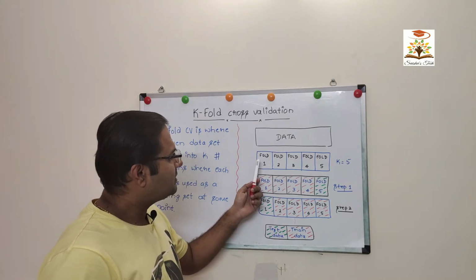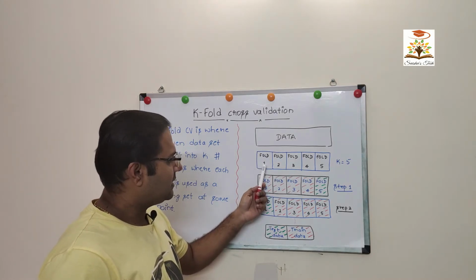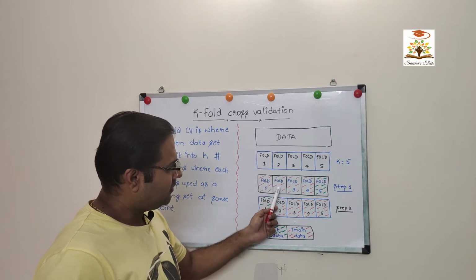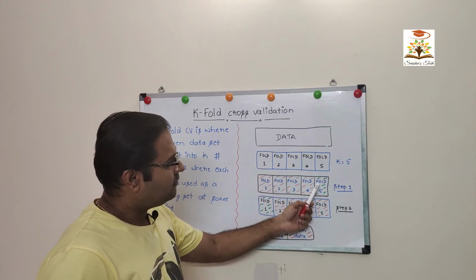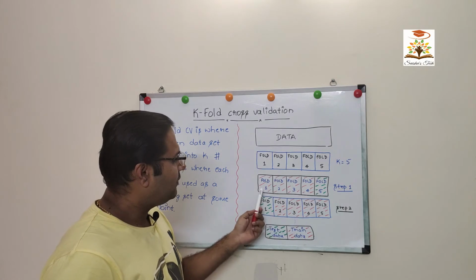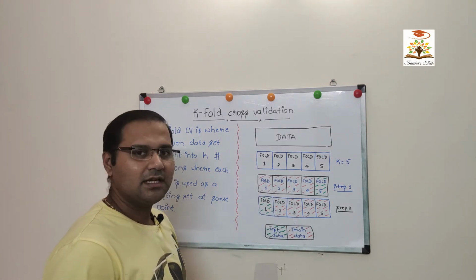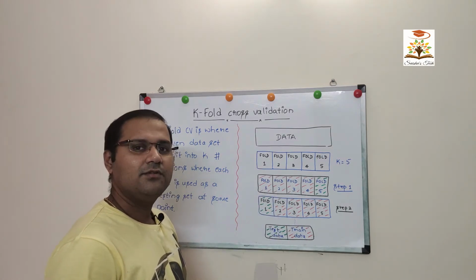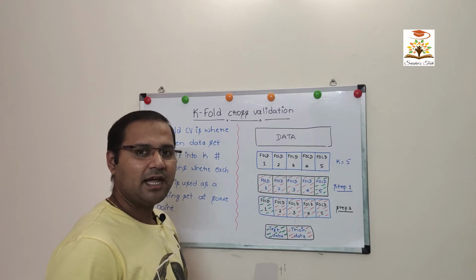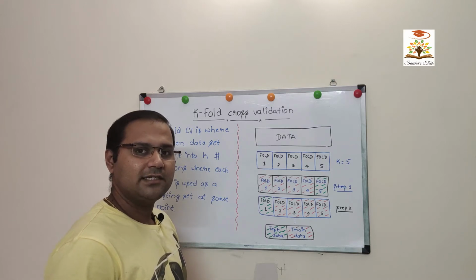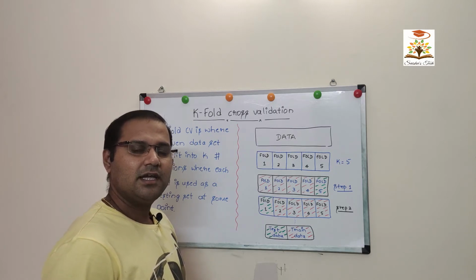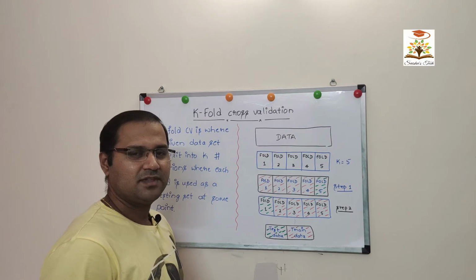Now we are considering one fold as the test set. In step 1, we have considered fold 5 as the test set and folds 1, 2, 3, 4 as the training set. We build the model on the training set and we test it on the test set. After building the model and testing, we record the results in data frames. After recording the results, we discard the model.